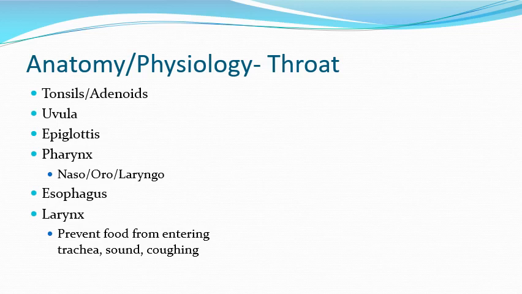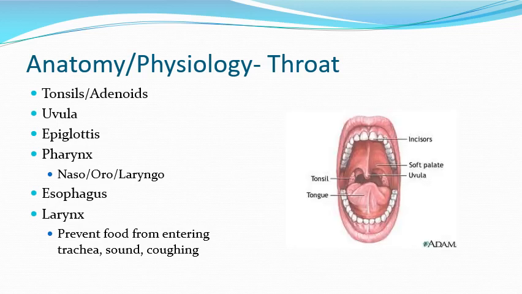Your larynx has three different functions. One, it prevents food from entering the trachea. It's also responsible for sound production, or what we'd call your voice box, if you will. And it's also responsible for the coughing mechanism.